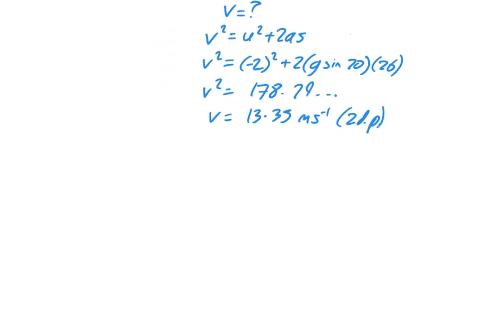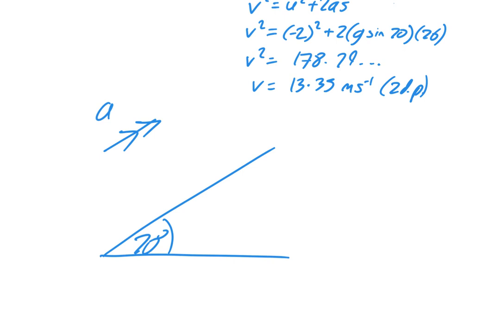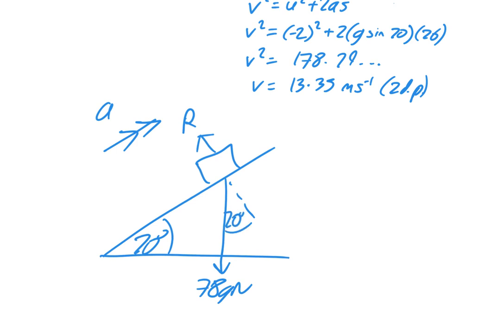Okay. So another way you could have done this question, which is probably the way I would do it more often than not, to be honest, is I know it's starting off moving this way at the start. But this will work out as a negative acceleration. So this is where you consider anything moving up as positive. So here, my R is going that way. My weight, 78g, is going down still. I've still got my 20 degrees here. So I was moving initially with a speed, remember, of 2 meters per second upwards.